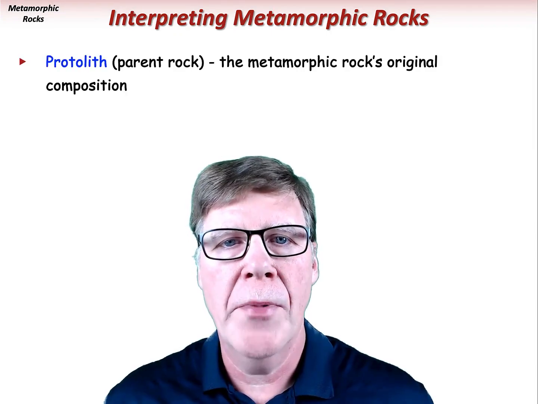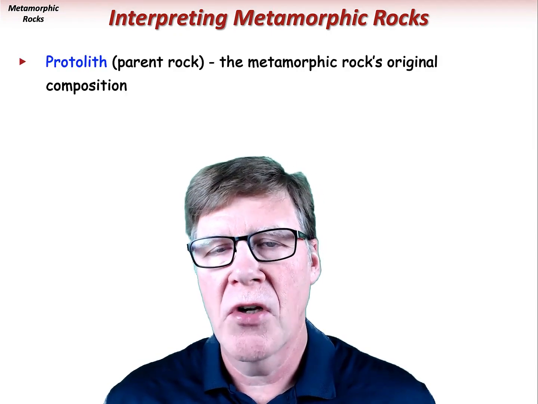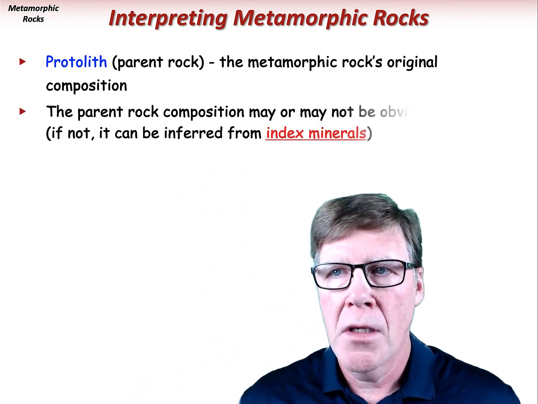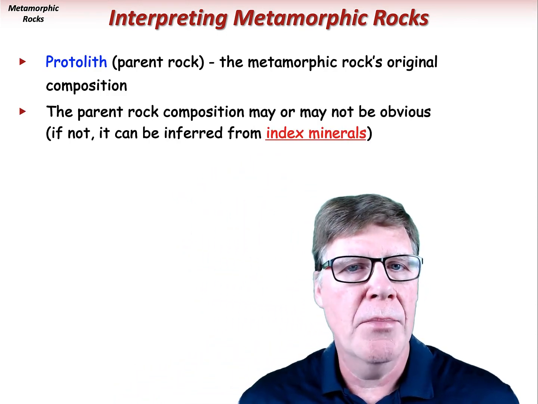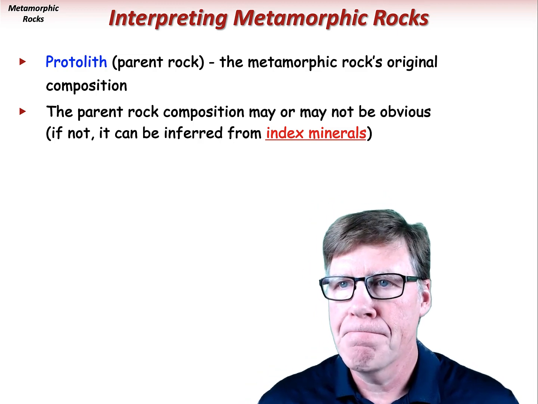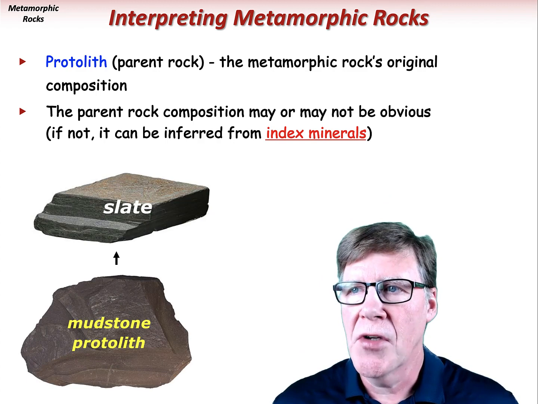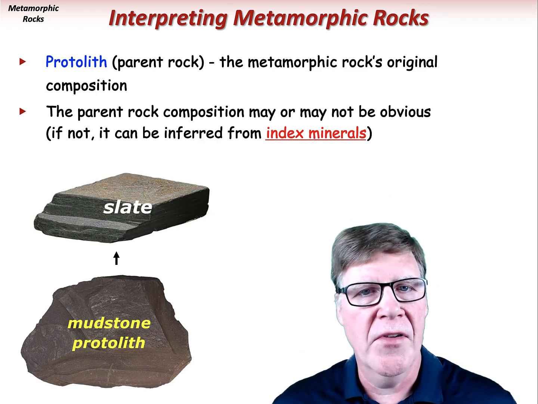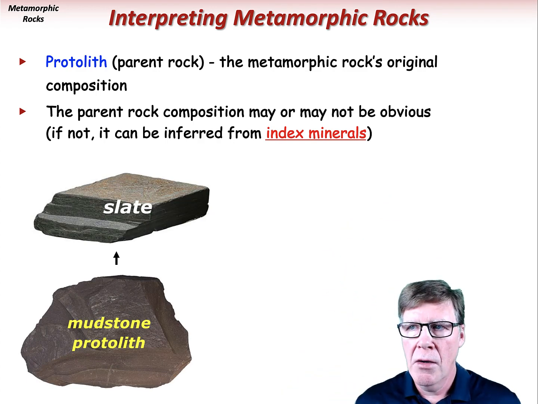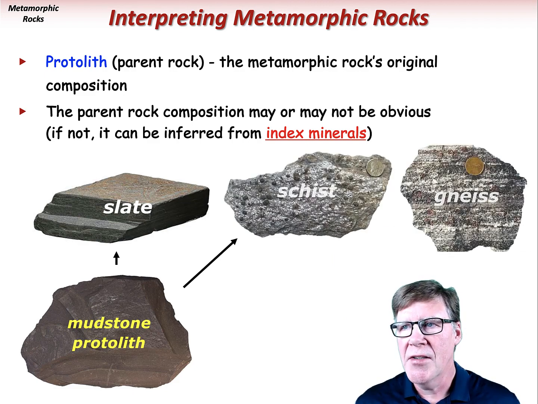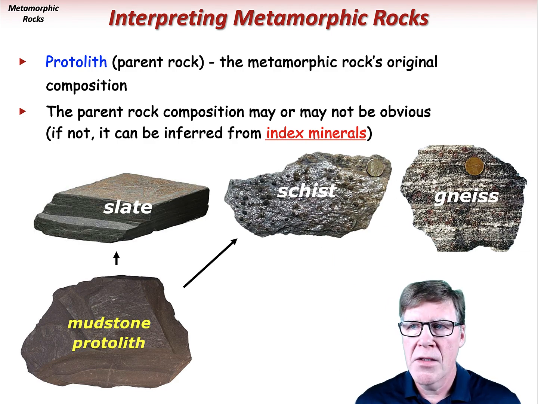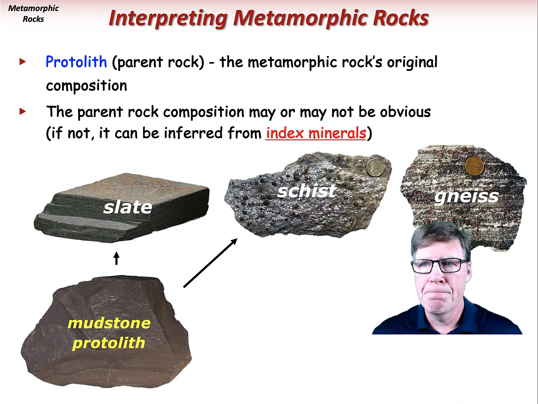The protolith, or parent rock type, is a metamorphic rock's original composition. Parent rock composition may or may not be obvious to recognize. For instance, slate clearly resembles its mudstone protolith because only limited metamorphism has occurred. However, this is not the case for schist and gneiss, where substantial pressures and temperatures have significantly changed the original rock. This is where other clues are necessary to deduce the protolith's identity.